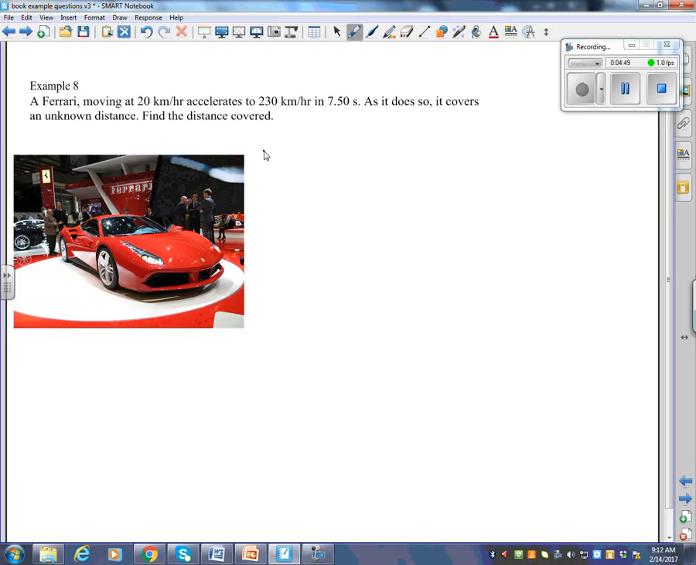We're going to have to go 20 divided by 3.6, 5.6. And the final velocity is 230 divided by 3.6, 63.9.